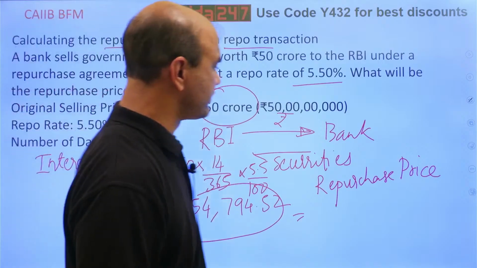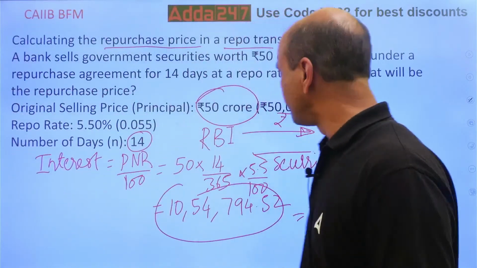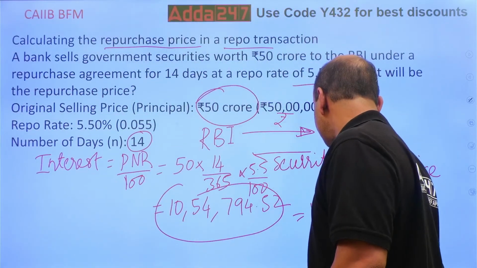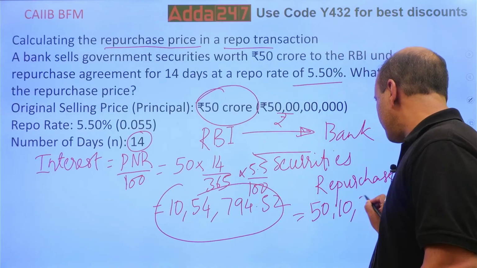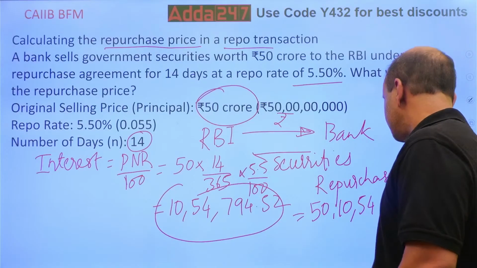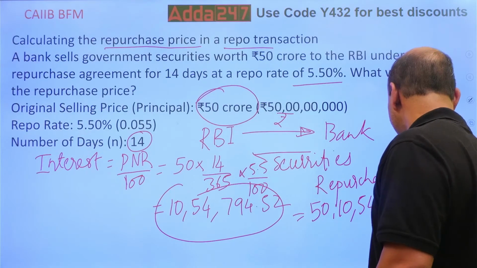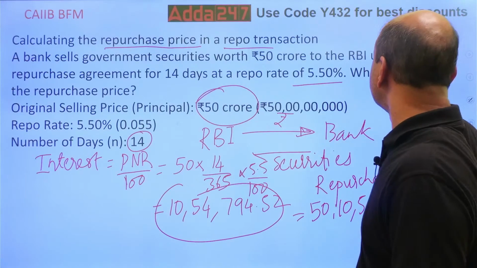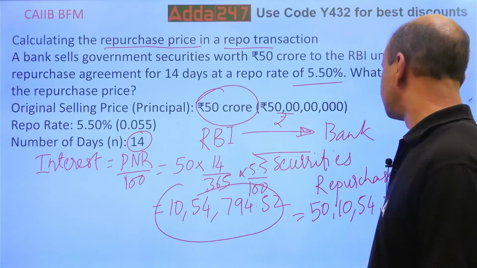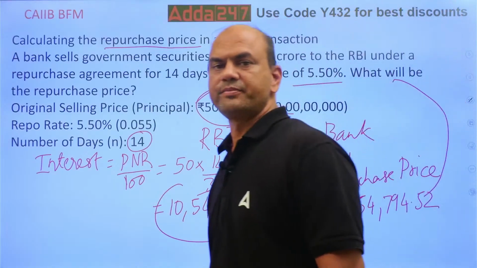So the answer will be 50 crores, then 10 lakh 54,794.52. This much amount you'll have to pay back to RBI, and this is known as the repurchase price. This is the repurchase price.